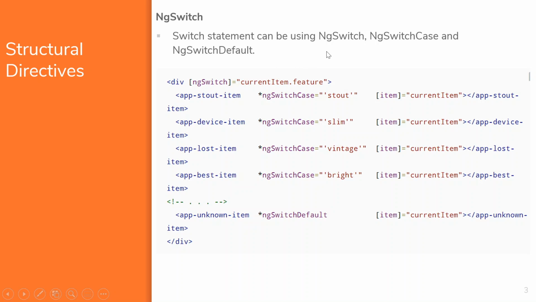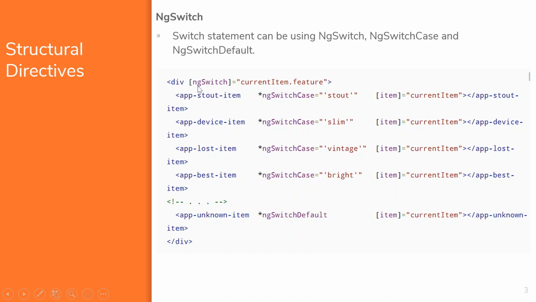This is just like your normal switch case in JavaScript. The only thing is we have added ng to it. So ngSwitch will have the expression which will be evaluated. ngSwitchCase is the cases to which we have to match the value, and ngSwitchDefault is the case when nothing matches. Let's see the syntax of how we can implement ngSwitch in a template.